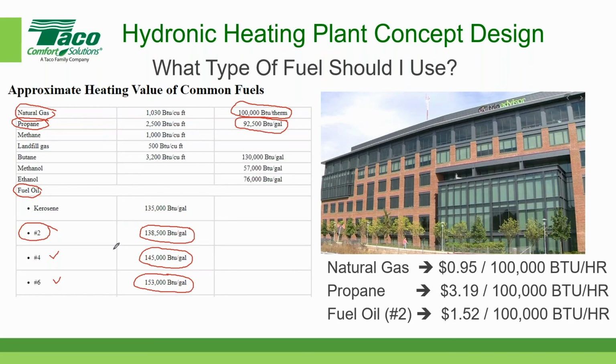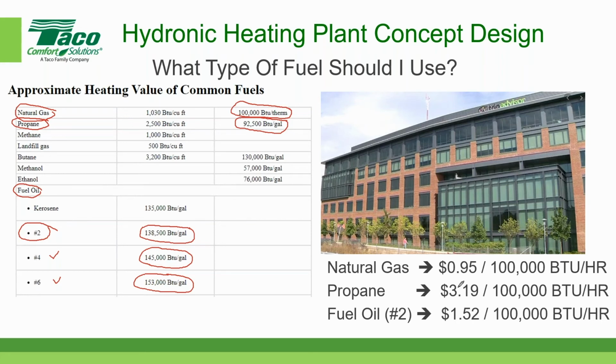So you'll find some large facilities will use either number 4 or number 6, but there is a trade-off, and that's why you have to check your local codes, because number 4 and number 6 have higher levels of sulfur in them. So number 2 is a more refined fuel. In terms of fuel oil, it's probably one of the cleaner fuels.